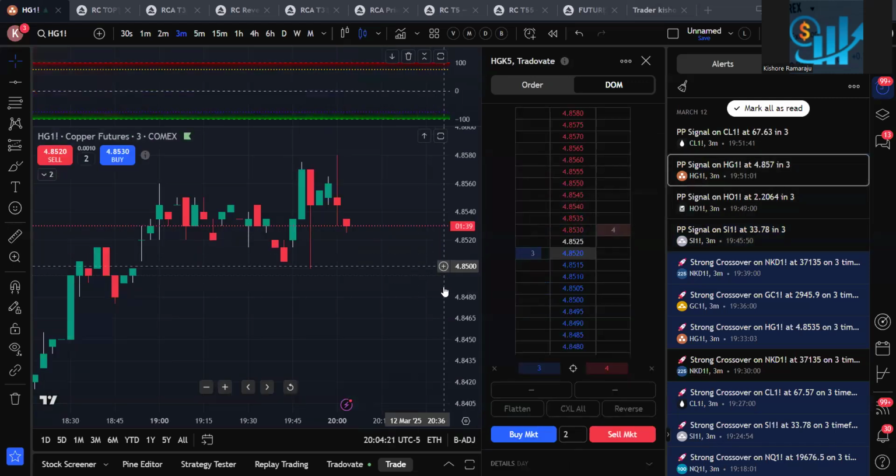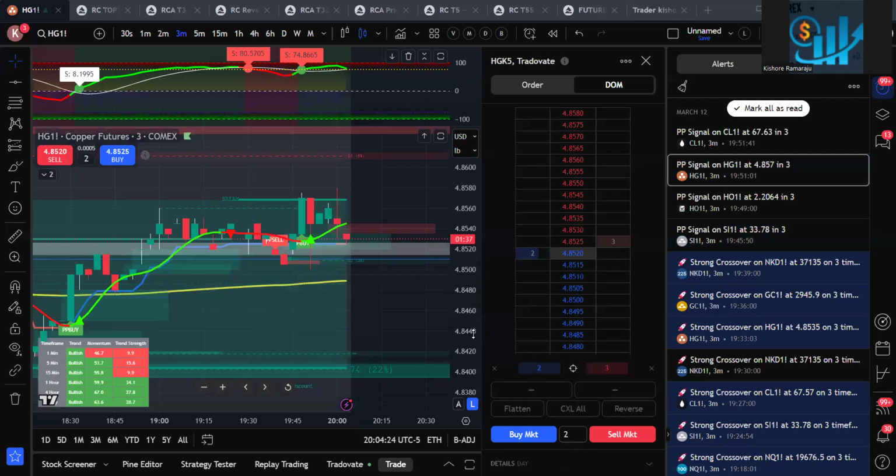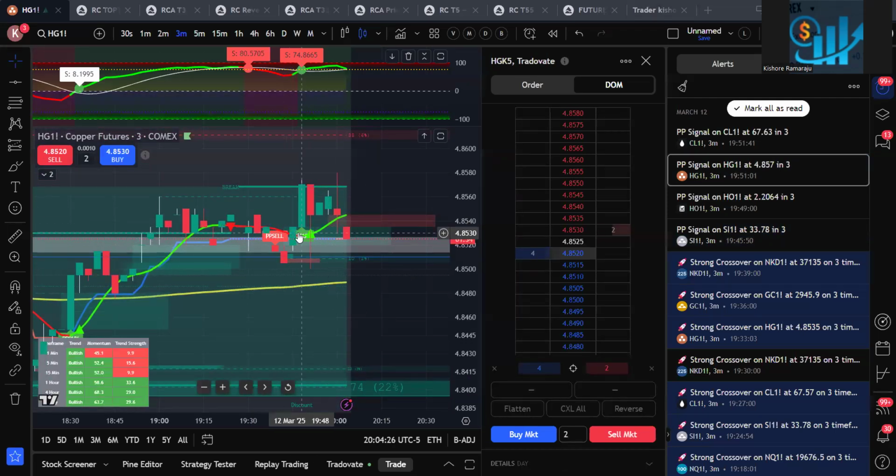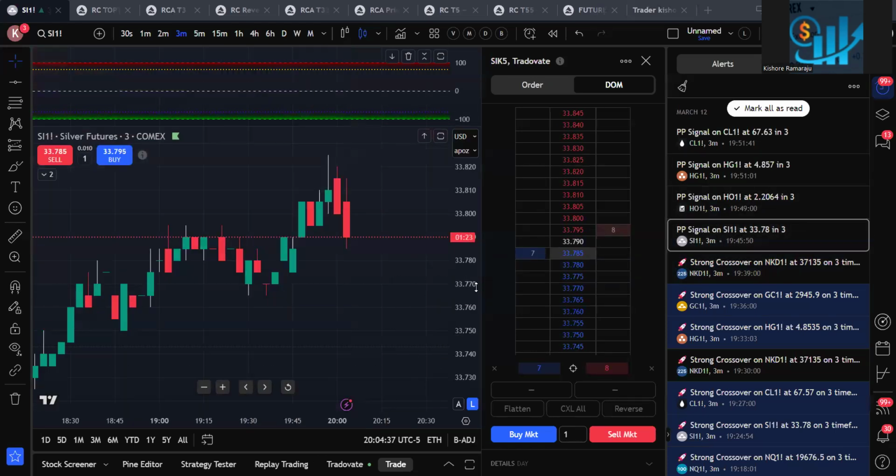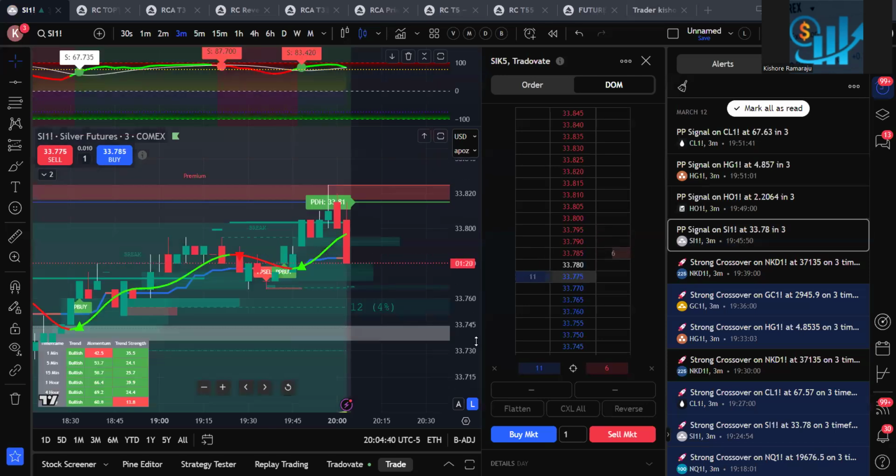Then for copper also, we got a buy, but right here we are overbought. For a buy, you need to get oversold. And for silver, if we get a sell signal now, a PP sell, we are in an overbought area, and that will be a good combination. You should have a red one and a sell, or a green and a buy.